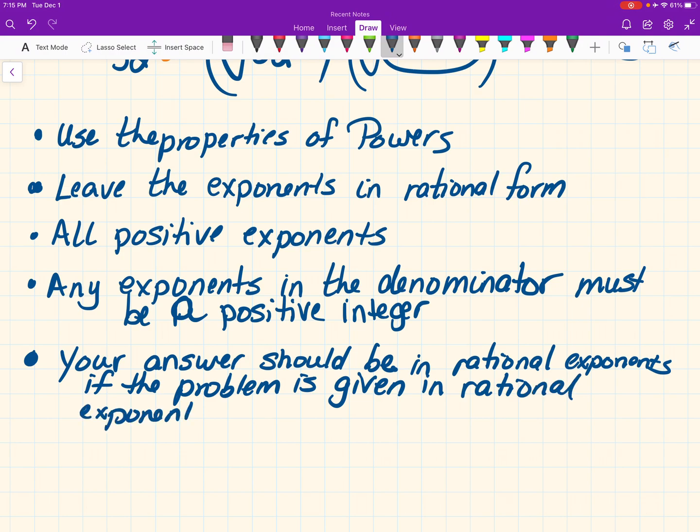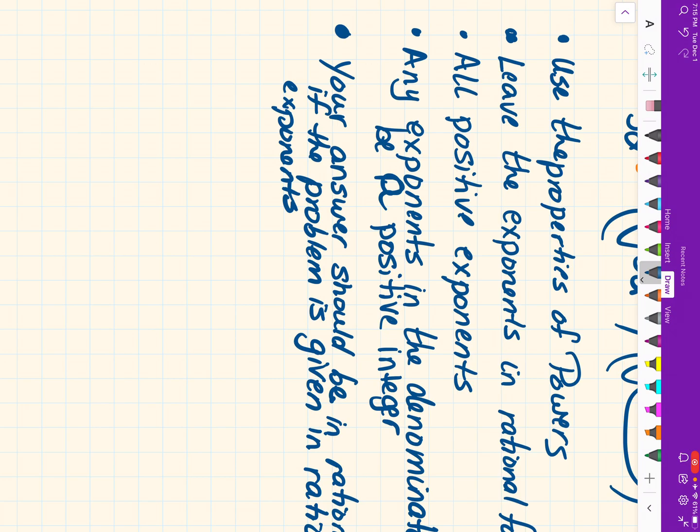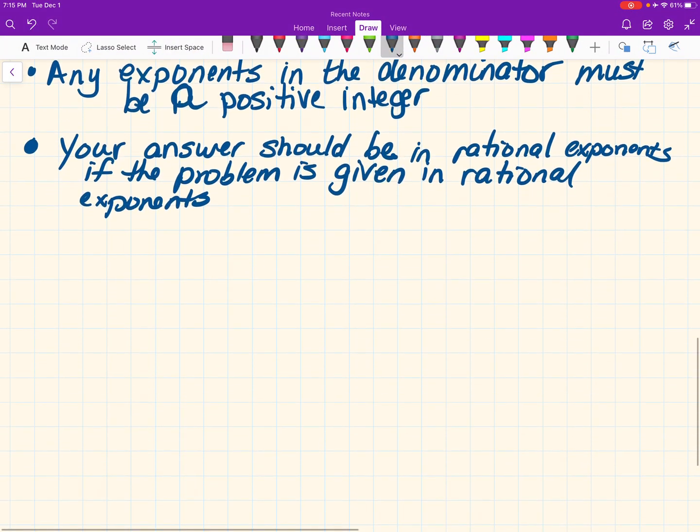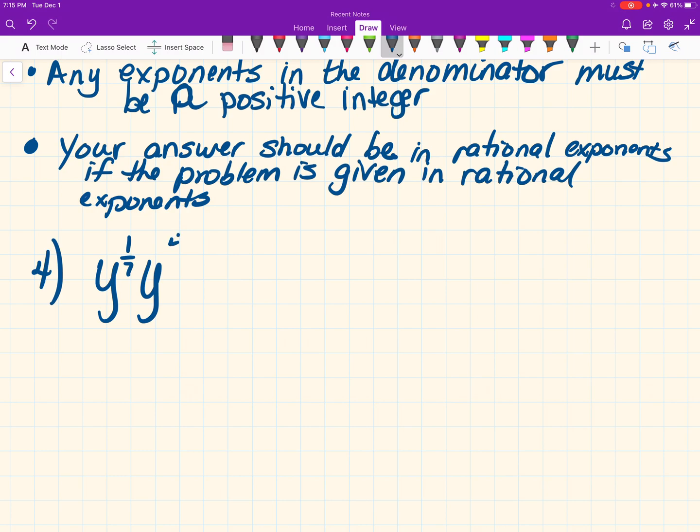Okay? So there's some of the rules. All right, so this is really just manipulating back and forth. So here we go. Let's try some of these. Number 4 is y to the 1/7 times y to the 4/7.